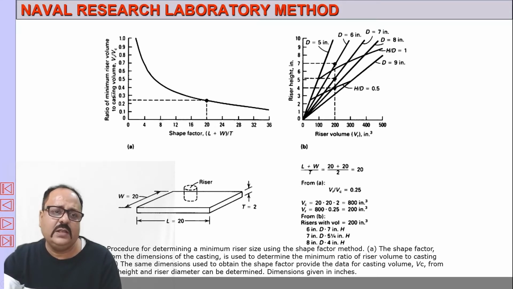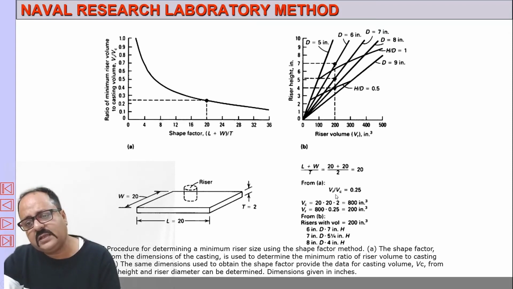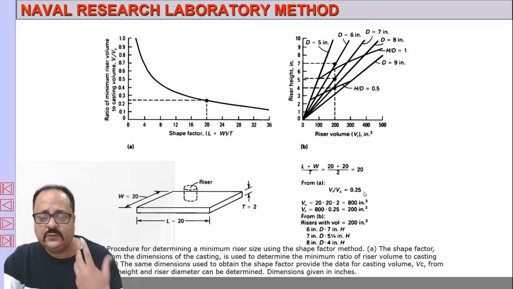The ratio of what? The ratio of the riser volume by the casting volume. So VR by VC, ratio of the riser volume by the casting volume, is equal to 0.25. And I know my casting volume. What is this volume? 20 into 20 into 2, so that gives me 800. So 800 into 0.25 will be 200. My riser volume is 200. Now I know my riser volume, and I also know that it is a cylindrical riser. I am interested in finding out the diameter and the height.